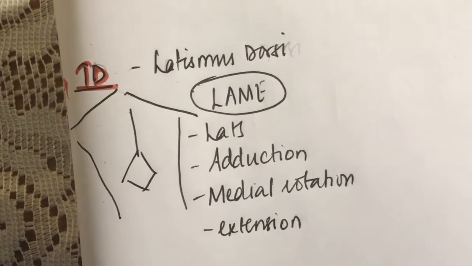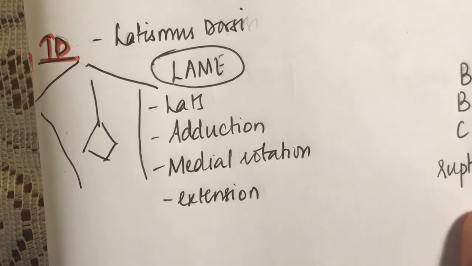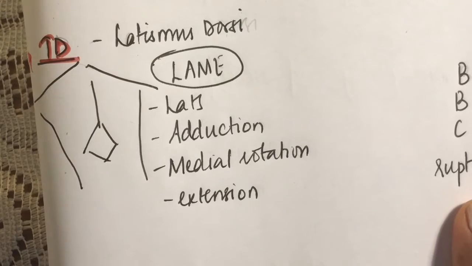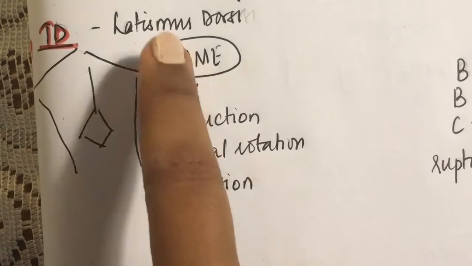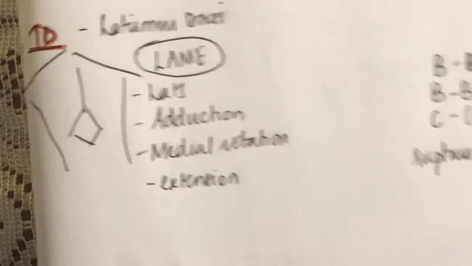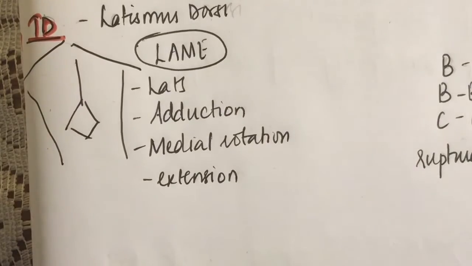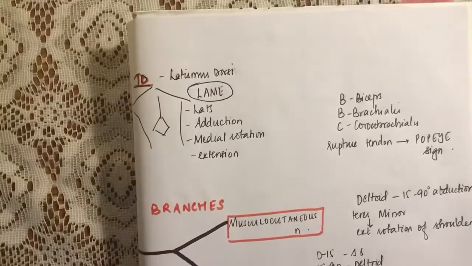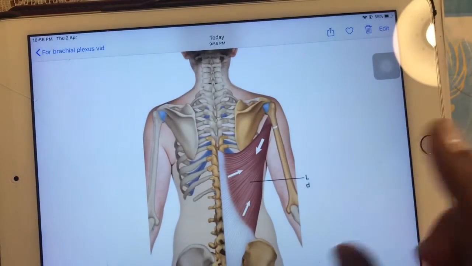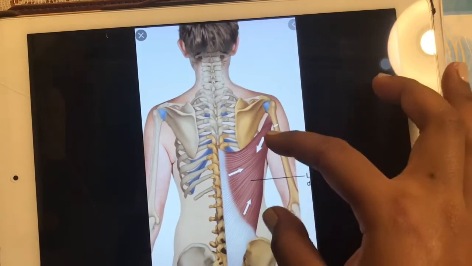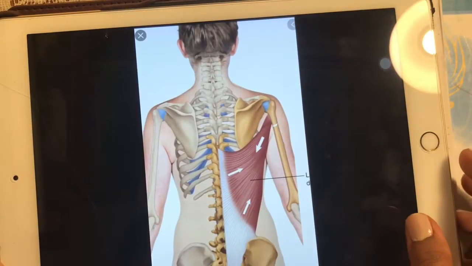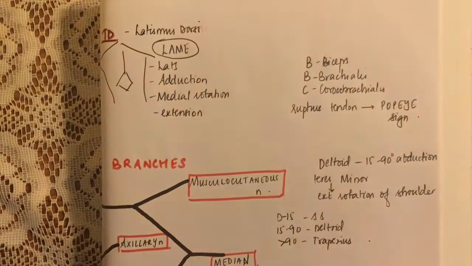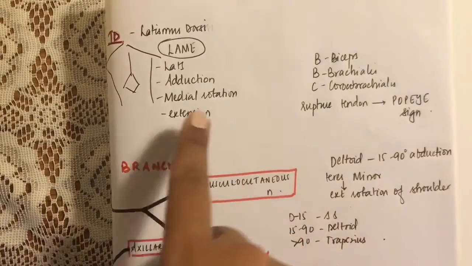Just remember that a latissimus dorsi is LAME. That is the mnemonic we're going to use for latissimus dorsi. L stands for lats, A is its adduction function, M medial rotation, and E for extension. If you remember this, you're set. It's very easy. I'll just show you a picture of what the latissimus dorsi looks like. So this is the latissimus dorsi. As you can see, it's spread out over this whole area. These are the functions of it, like we spoke: adduction, medial rotation, and extension.